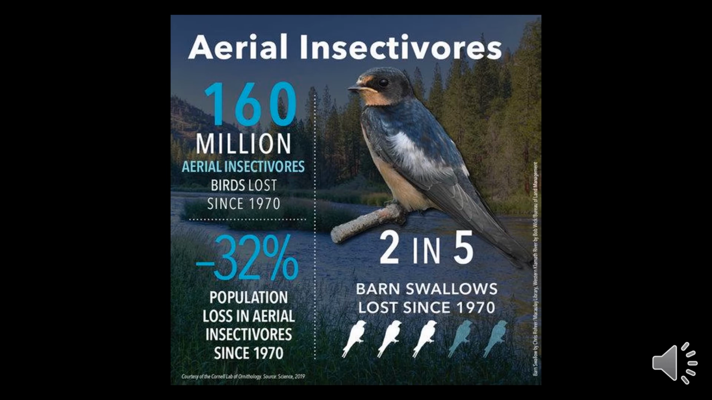And what brought it home to me was 2 in 5 barn swallows are gone. And it got me thinking, I haven't seen a barn swallow in a while, yet I know I used to see them frequently when I first moved to Western Maine about 20 years ago. So right here in my backyard, I'm experiencing some of that 160 million aerial insectivores gone.